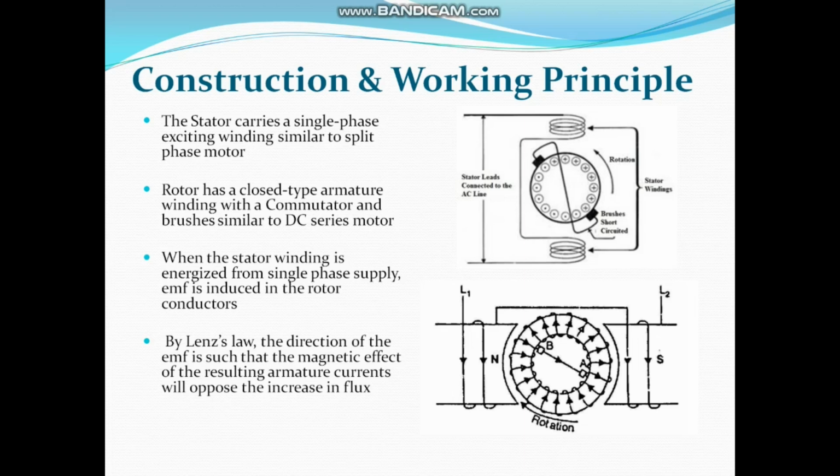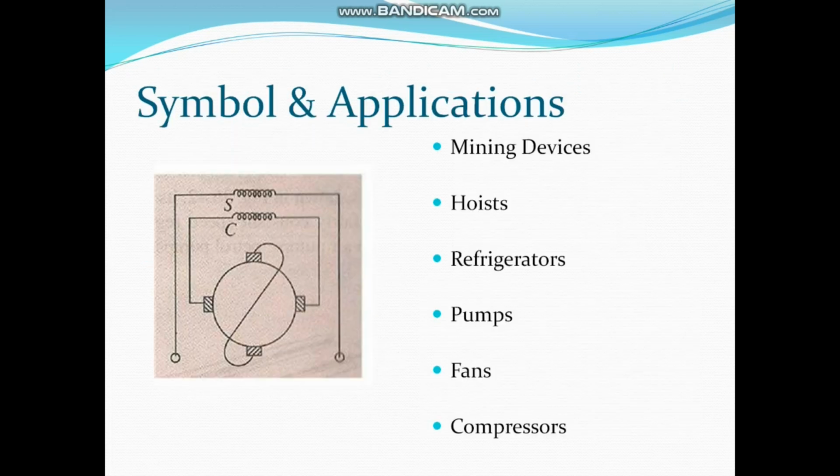The stator carries a single-phase exciting winding similar to a split-phase motor. The rotor has a closed-type armature winding with a commutator and brushes similar to the DC series motor. When the stator winding is energized from a single-phase supply, EMF is induced in the rotor conductors. By Lenz's law, the direction of the EMF is such that the magnetic effect of the resulting armature currents will oppose the increase in the flux. The symbol of the single-phase repulsion start wound rotor induction motor is shown in the figure.